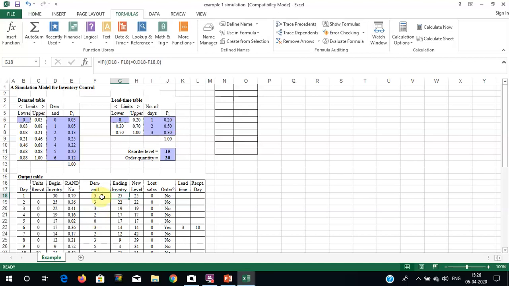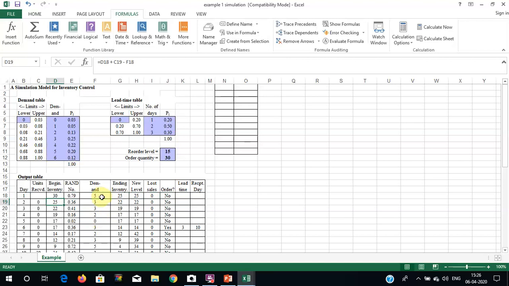So of course when demand is 5, the ending inventory becomes 25, the new level is 25. Whatever the demand was, 5, you gave 5 from the inventory, lost sales is 0, and of course there is no new order because you have a lot of inventory.